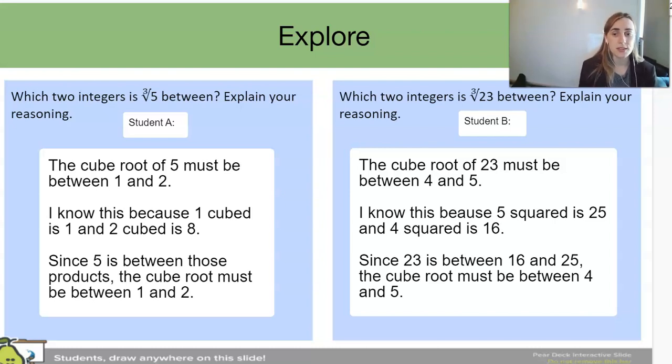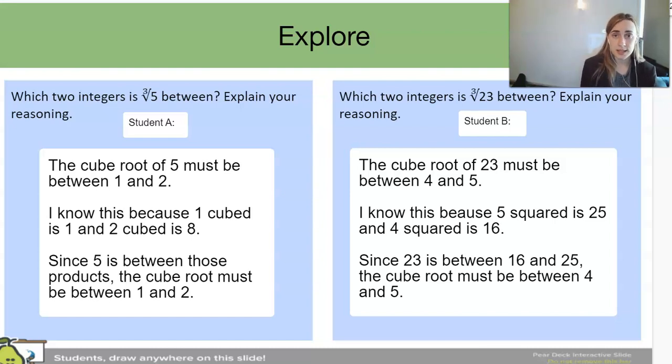Does one of these students have the same or similar reasoning that you have? Does the student agree on the answer? Maybe explain their reasoning a little differently. Basically, we're going to look at these two students and see how thinking about their thinking can enhance our thinking. So student A answered the first question and said that the cube root of 5 must be between 1 and 2. I know this because 1 cubed is 1 and 2 cubed is 8. Since 5 is between those products, the cube root must be between 1 and 2.